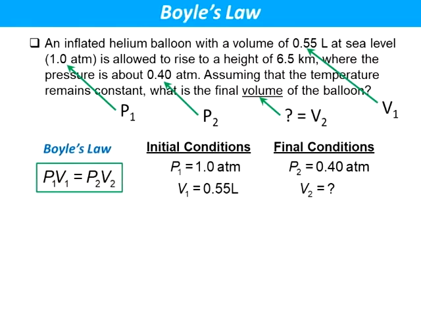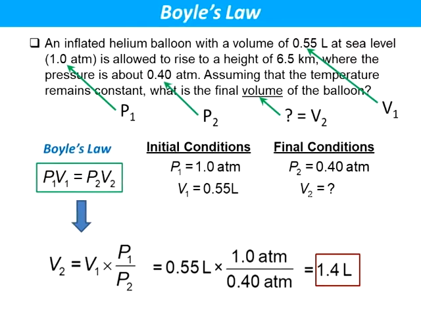Notice in this case, we only have pressure and volume. When the problem involves only pressure and volume, that's a Boyle's law problem. Boyle's law assumes that temperature remains constant. Therefore, we're only working with pressure and volume, and so we're comparing P1V1 to P2V2.